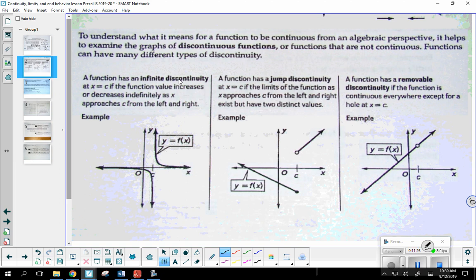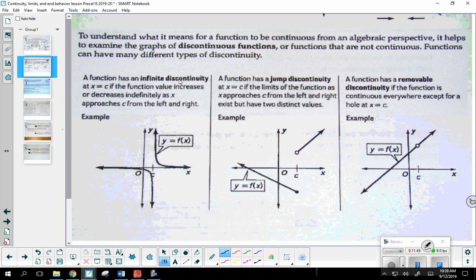This other one is a removable discontinuity. All right, we know those as what? Holes. I'm going to talk about this one in a little more detail in just a moment, but let me show you the one that we haven't really seen. A function has a jump discontinuity at x equals c if the limits of the function as x approaches c from the left and right exist, but have two distinct values.